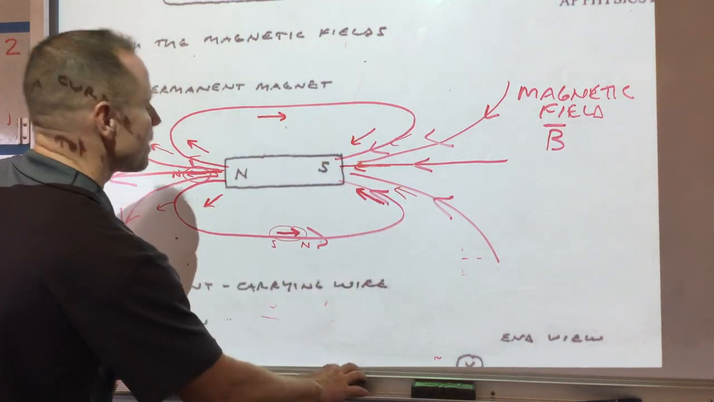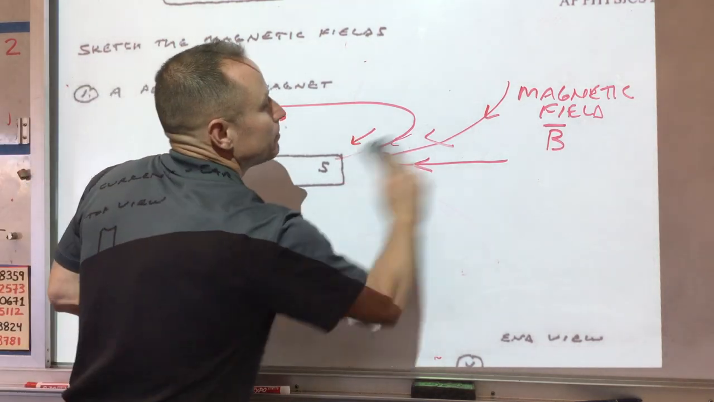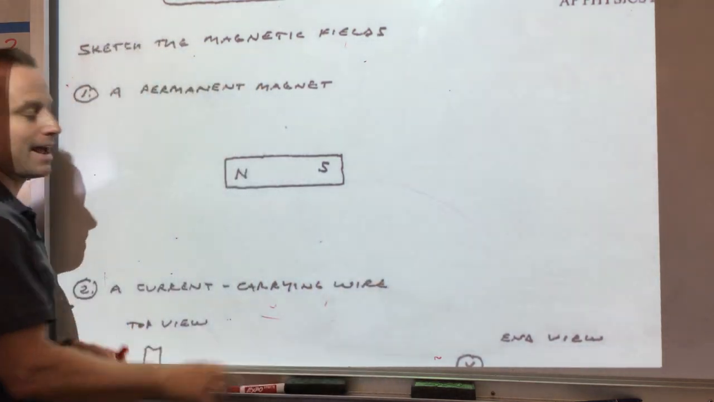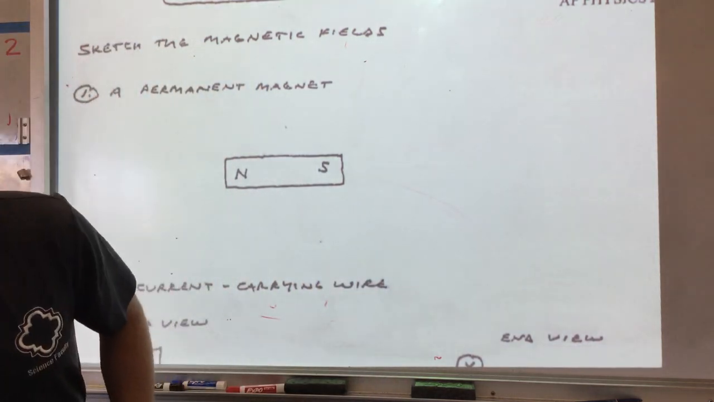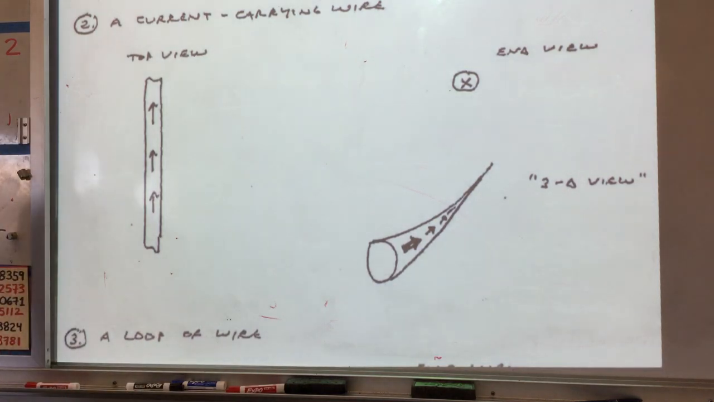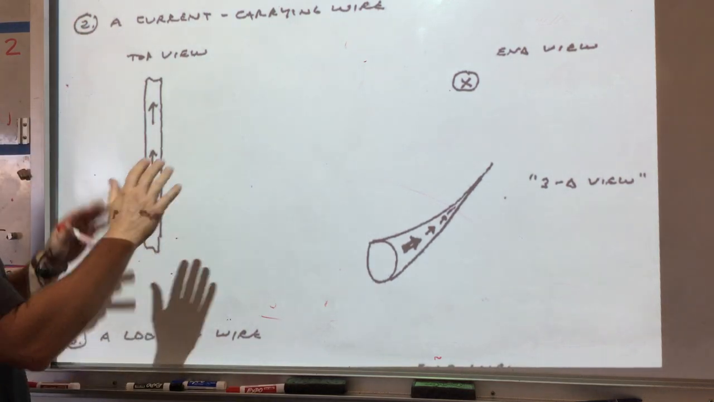So that's the field around a bar magnet. Another way to make magnetic fields, besides just having a magnet, is to run current through a wire, right? So what we're gonna do is look at a current carrying wire from three different views.